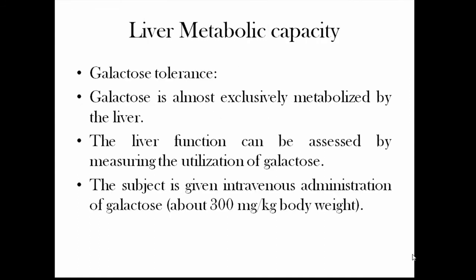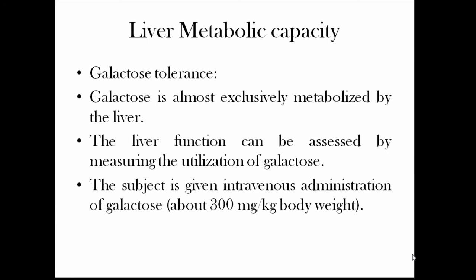I'm almost finished. So this is the only metabolic capacity test that used to be done, but you can mention it if you want to assess metabolic capacity. Galactose tolerance. Galactose is almost exclusively metabolized by the liver. Galactose and fructose are also sources of sugar or glucose in the synthesis of glycogen. So galactose and fructose enter the synthetic cycle at different points. So galactose is one of them.